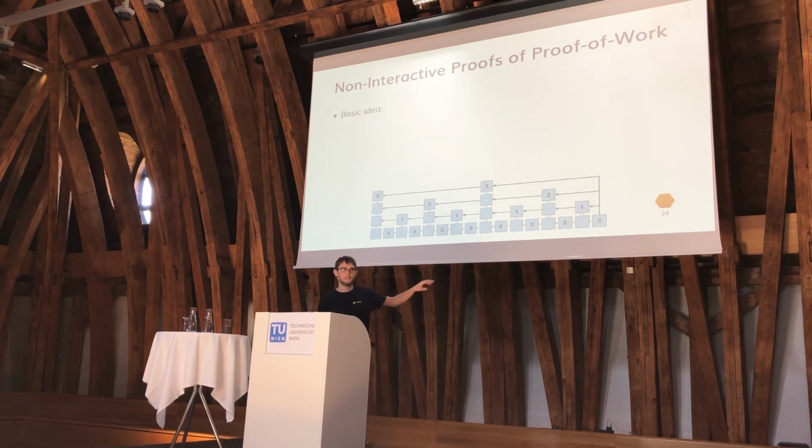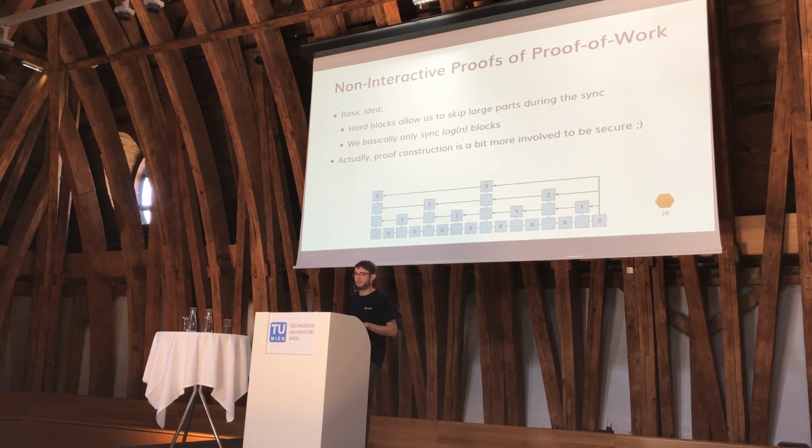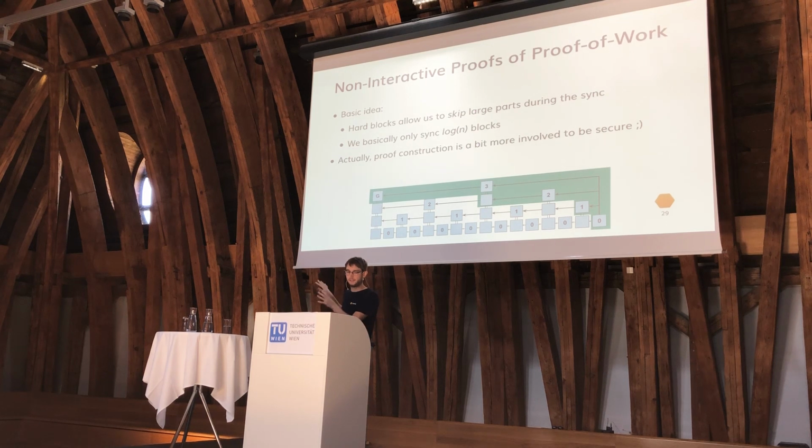Okay, and if you have then such a chain in the non-interactive proofs of proof of work setting, these hard blocks allow us to skip a lot of the other blocks during the synchronization. So very roughly speaking, we just have to sync a logarithmic number of blocks. Actually, the proof construction is a bit more involved because you have to compare potentially 2 different of these hard chains, but this is the intuitive version of it. And so instead of syncing the whole chain, you would just need to sync the block on the left-hand side, then the one with the 3 up there, one with the 2, and the 0, 1. So that's the part that you could synchronize.